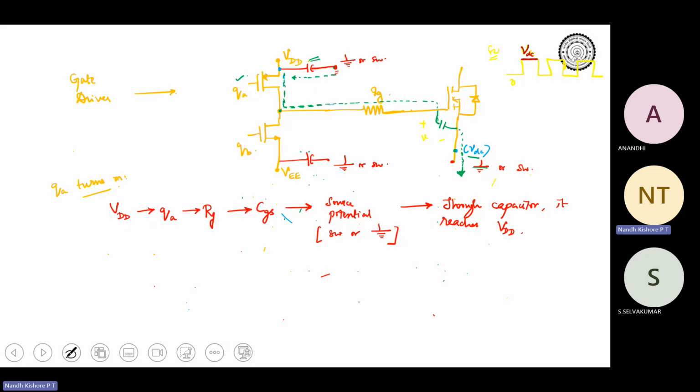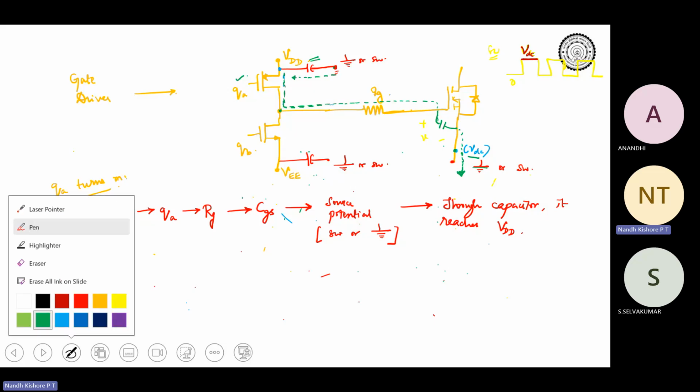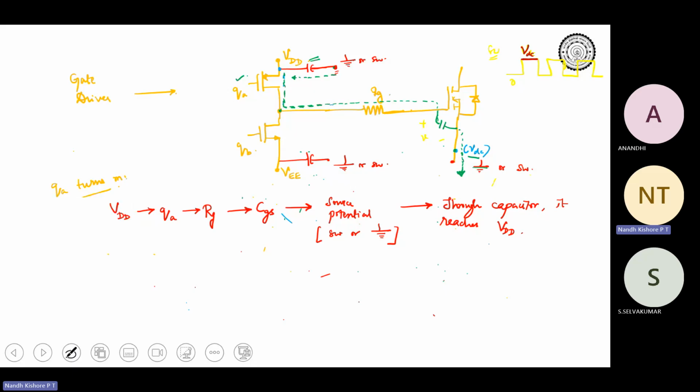Now the point is, let's say you want to turn off the device. Which means that you don't want to give VDD, you want to give VEE, a negative voltage of -5 volts, or it can be 0 volts, whatever it is. So then what will happen is, you will turn off QA, you will turn on QB. What happens if QB is turned on? VEE appears at this point. So the current path would be something like this, through RG, through this capacitor, and back.